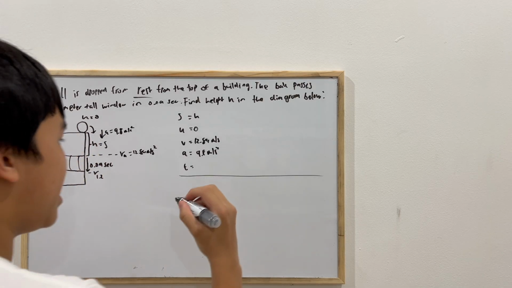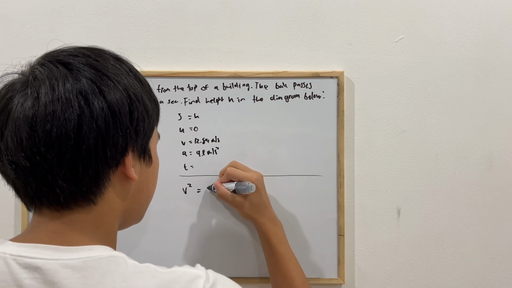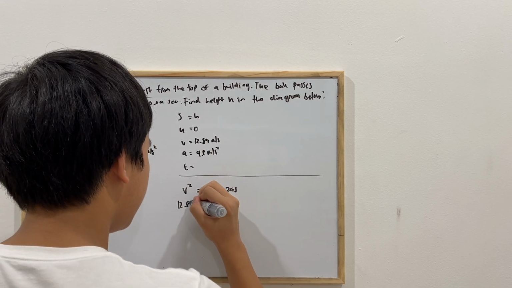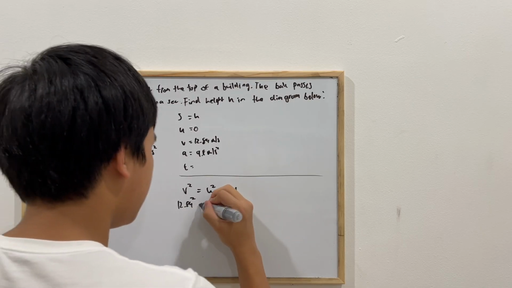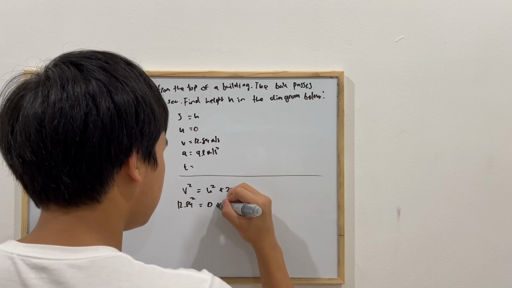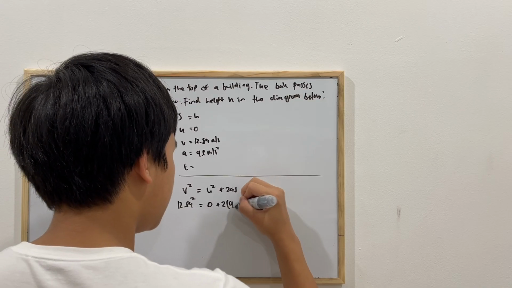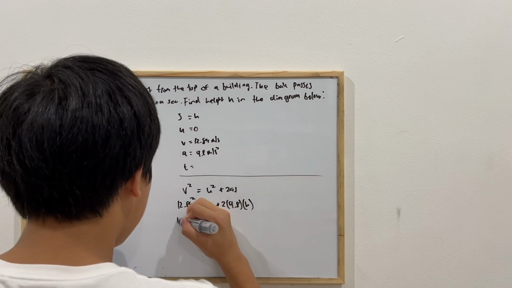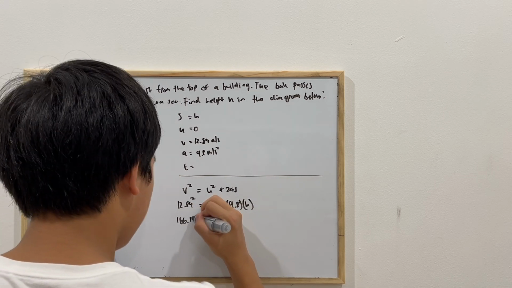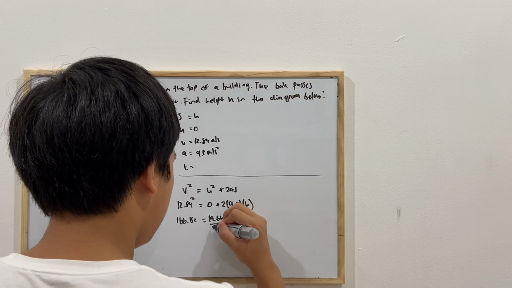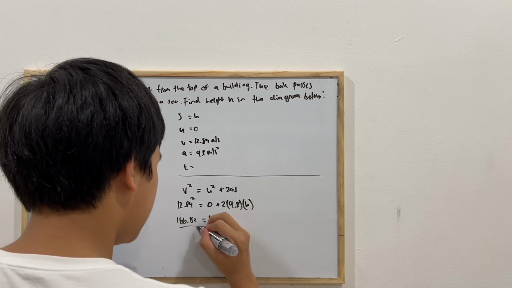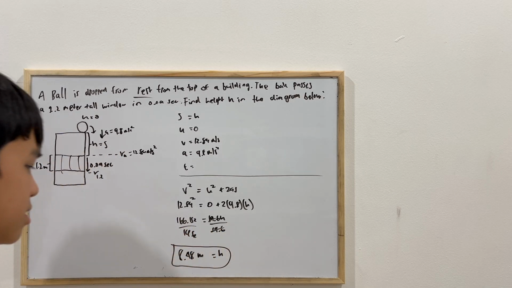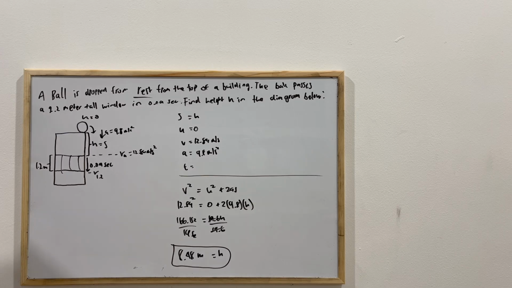So based on the variables we have, we're going to use the equation V squared equals U squared plus 2AS. V is 12.89, and then V squared would be 12.89 squared, equals U is 0, so I'm just putting that as 0, plus 2 times our acceleration, which is 9.8, and the distance H that we don't know. So this is going to be 166.152 equals 19.6 H, and then you're just going to divide by 19.6 on both sides. You're going to get your final answer as 8.48 meters equals the height that we were trying to find. And yeah, that's the answer.